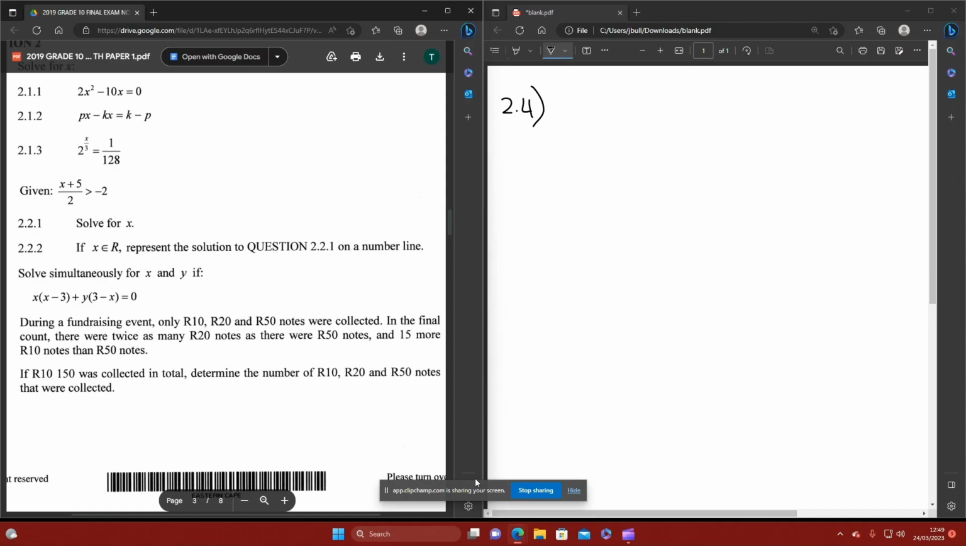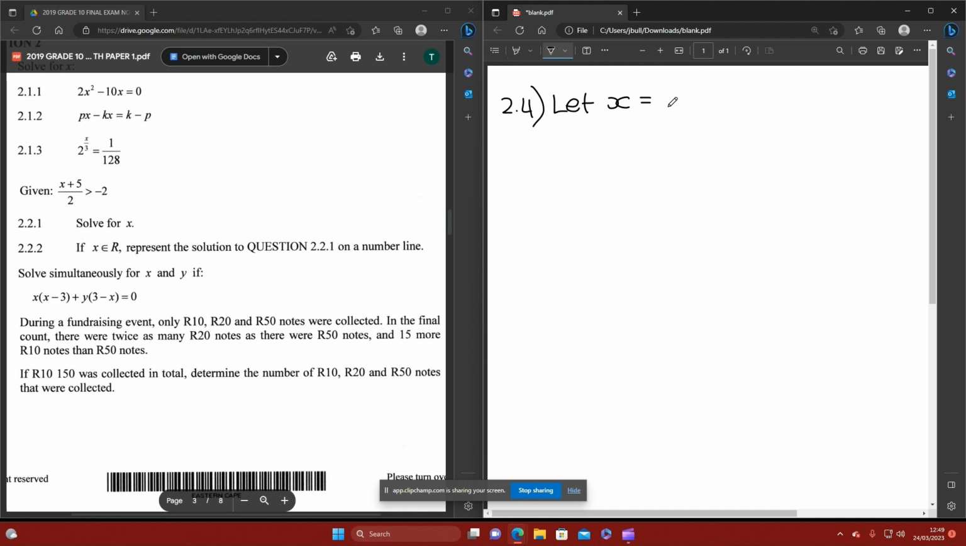If we look at the final part of question 2, we've got a pretty lengthy word problem. As soon as you have a word problem, we know it's an algebra question, so we know we're going to have to say let x equal something. Okay, so let's have a read through. During a fundraising event, only 10 Rand, 20 Rand, and 50 Rand notes were collected.